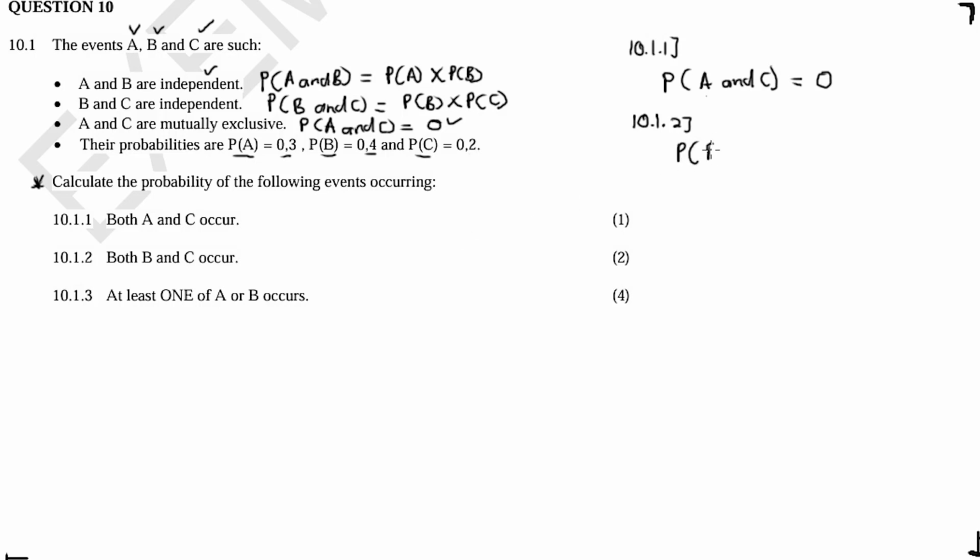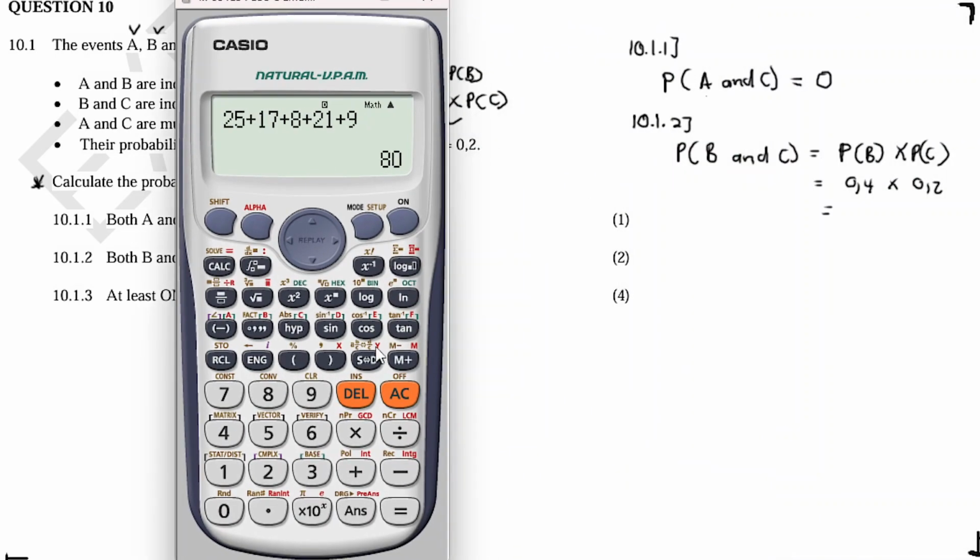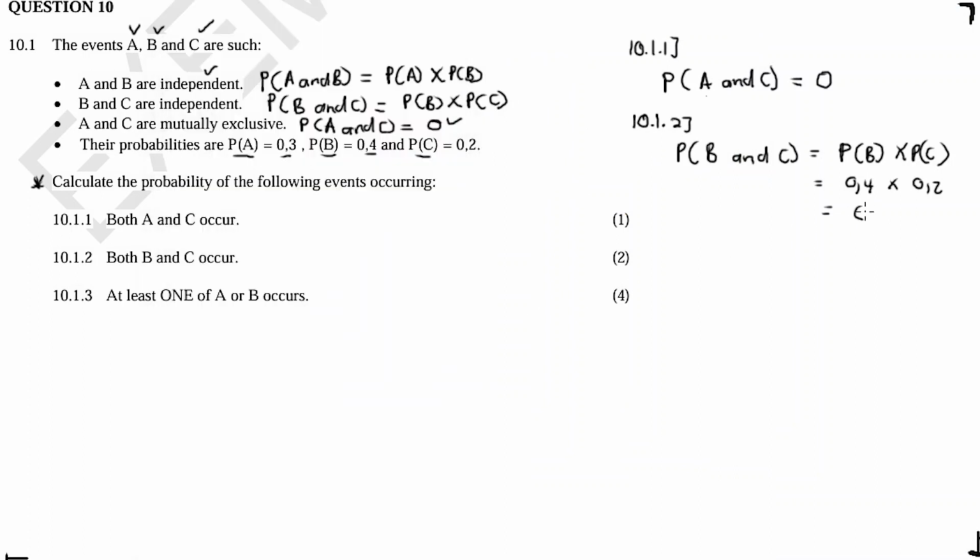Okay, so the probability of B and C occurring at the same time is what? The probability of B and C is the probability of B times the probability of C. The probability of B, 0.4, multiplied by the probability of C, 0.2. Let's calculate: 0.4 times 0.2. The answer is 0.08. This is our answer.